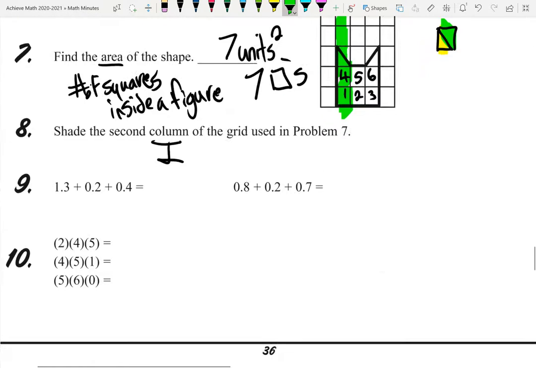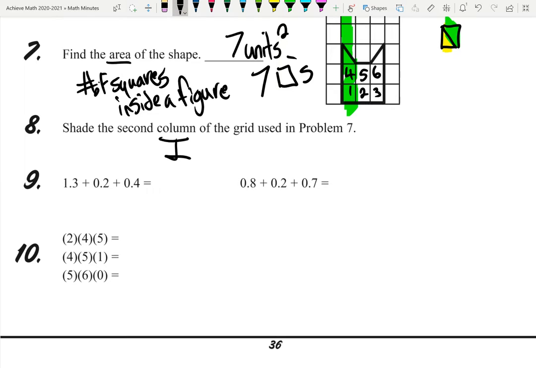Number 9. I have to add some decimals, so I'm going to go ahead and make sure I write it vertically to assist me. And I'm going to go ahead and say 1.3. Put the decimal first, to the right of the decimal, left of the decimal. Again, right of the decimal, left of the decimal. Add the decimal first. 3 plus 2 plus 4 is going to be 9. 1, leading to a sum of 1.9.